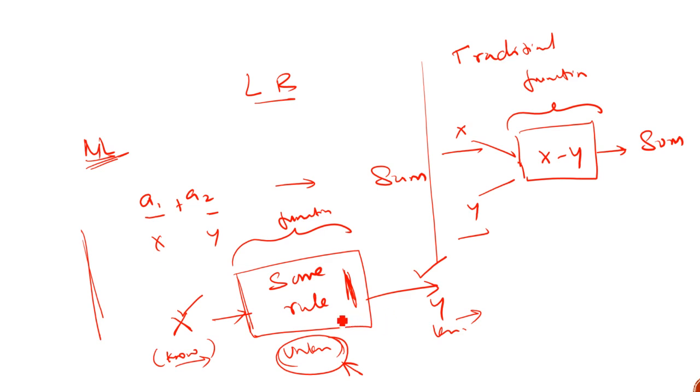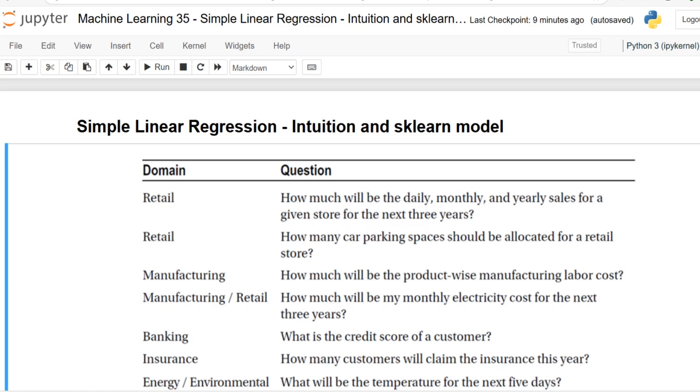So out of this, the rules that relate to this X and Y, we are just going to identify. This is what we had as a traditional function and the machine learning function. Now let me just move on to the actual linear regression.